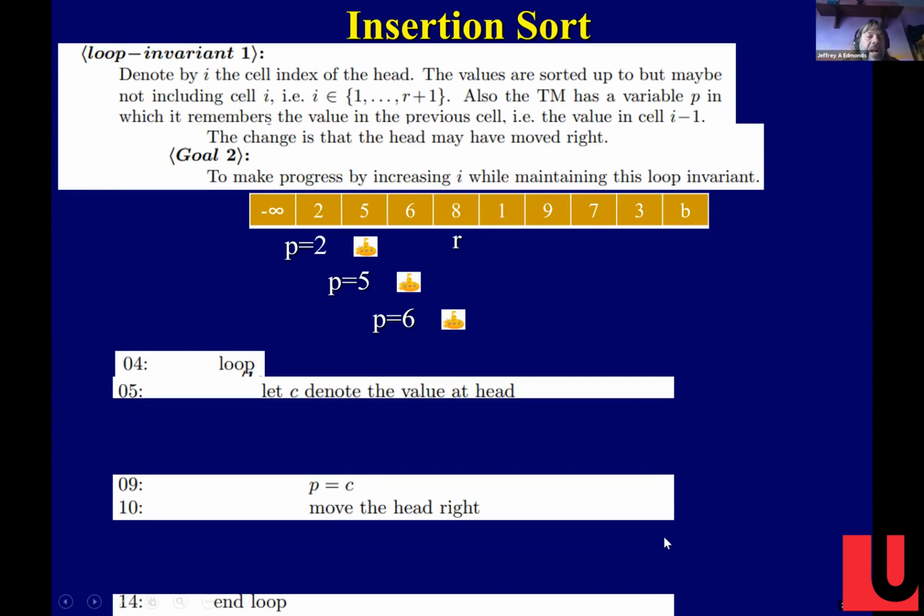So now let's start writing the code for this inner loop. And I'm not giving it all to you. We'll give some of it to you later. I'll give it to you as we explain it. So here's this inner loop starting at line 4. And what do we say? Well, let's denote the value that's at the head. So currently 8 is at the head. So C has the value 8. And then what do we do?